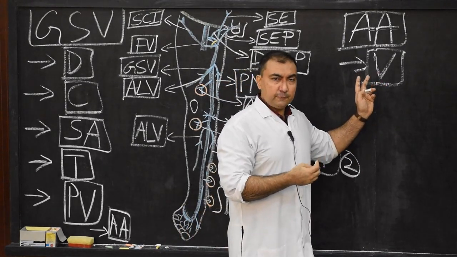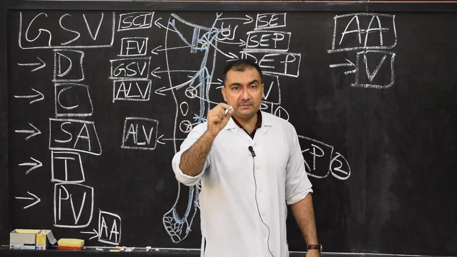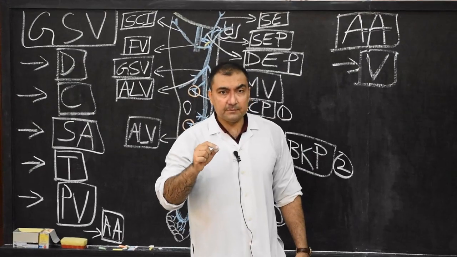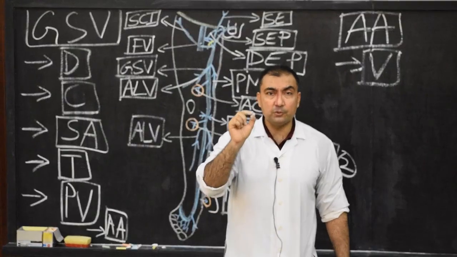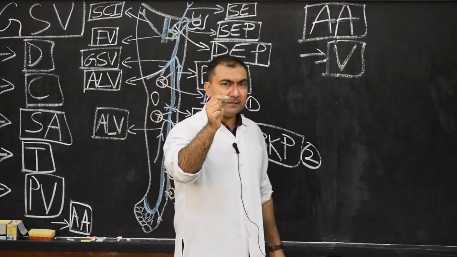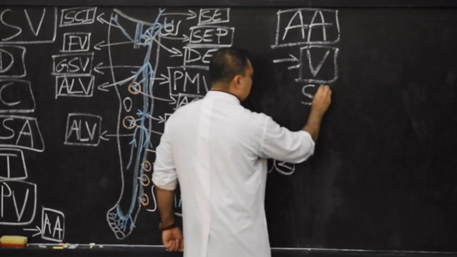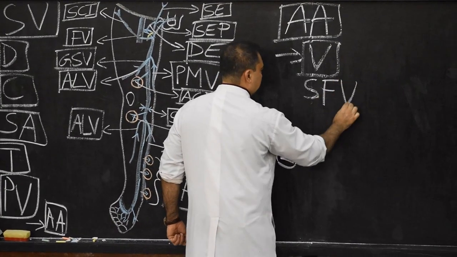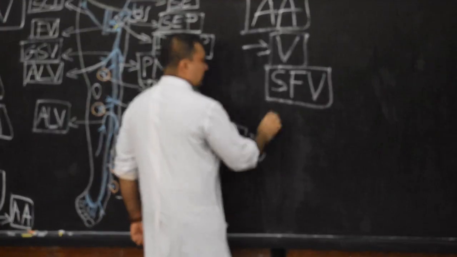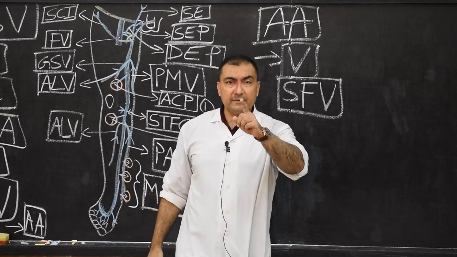So, 10 to 20 valves are present in great saphenous vein. Many times it has been asked in MCQs: how many valves are present in the great saphenous vein? 10 to 20 valves. Which is the most important valve? Saphenofemoral valve. The saphenofemoral valve is the most important of these. It is at the junction of great saphenous vein with the femoral vein.